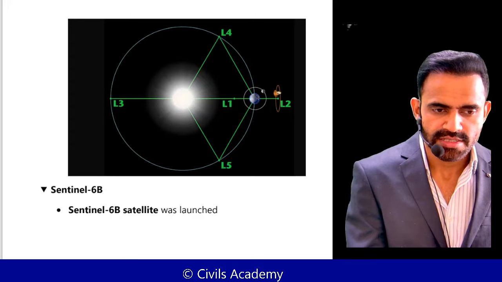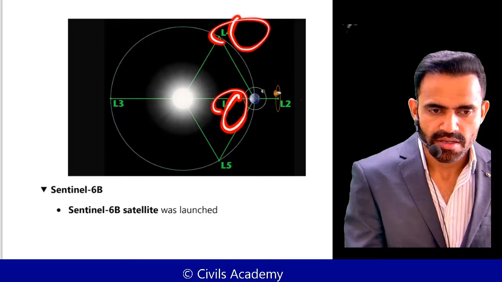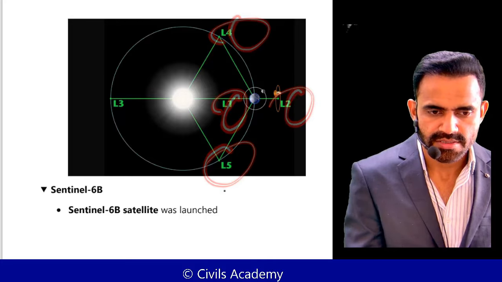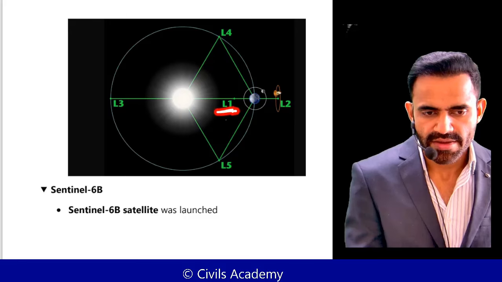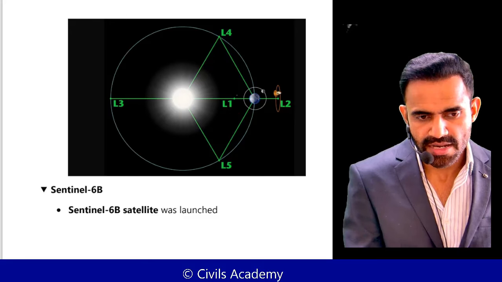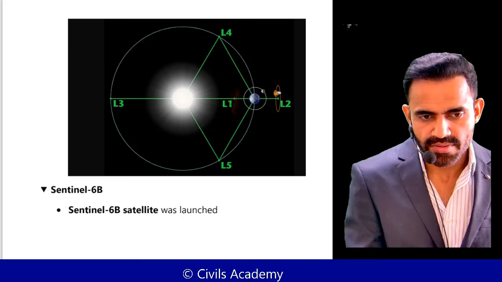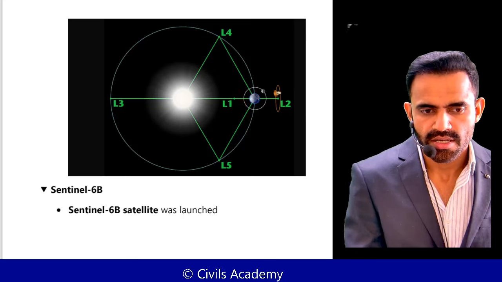So L3 is there, L4 is there. This is L1 and this is L2 and this is L5. Okay. Now we have the Aditya L1 mission. This L1 basically means our mission will be launched at this point. So between Earth and Sun.